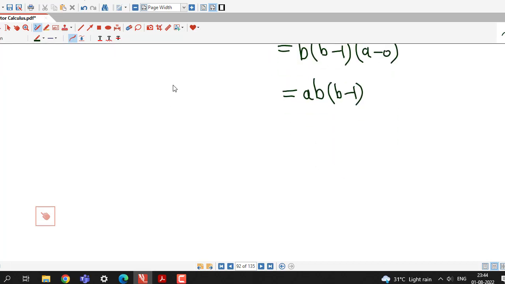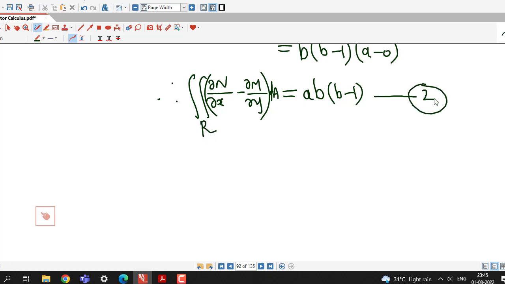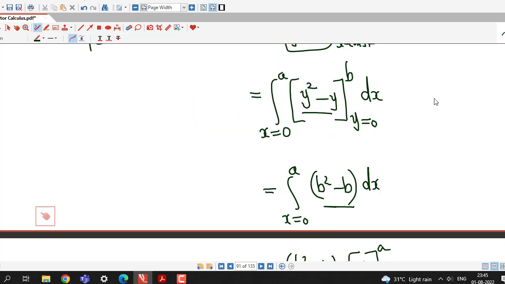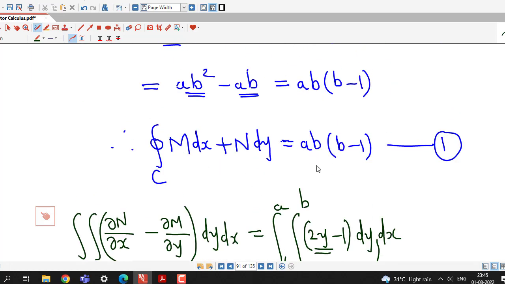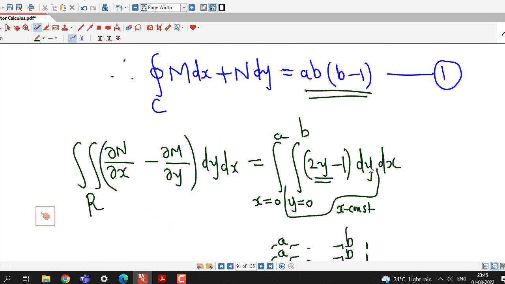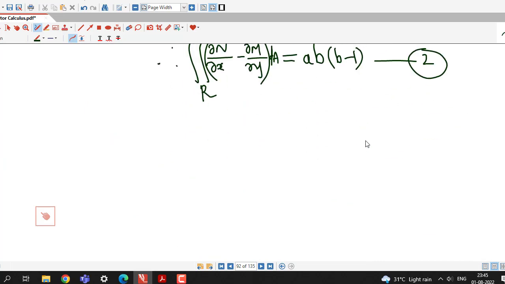So double integral has also same value, double integral over r del n by del x minus del m by del y is ab into b minus 1. So we give this number 2, and let's compare with equation number 1. Here also we get the same answer, ab into b minus 1, and here also. So we can write from 1 and 2.